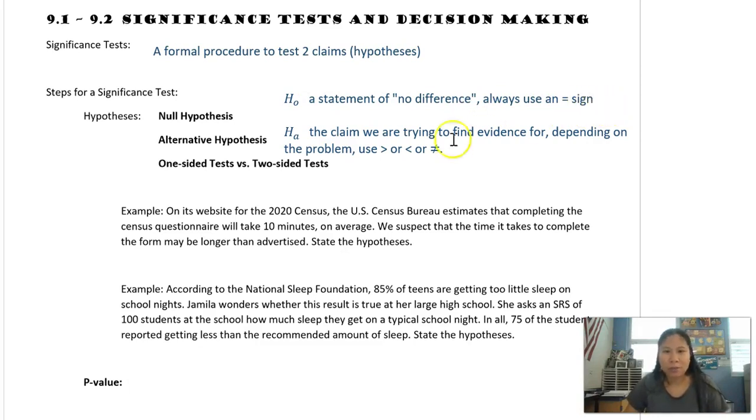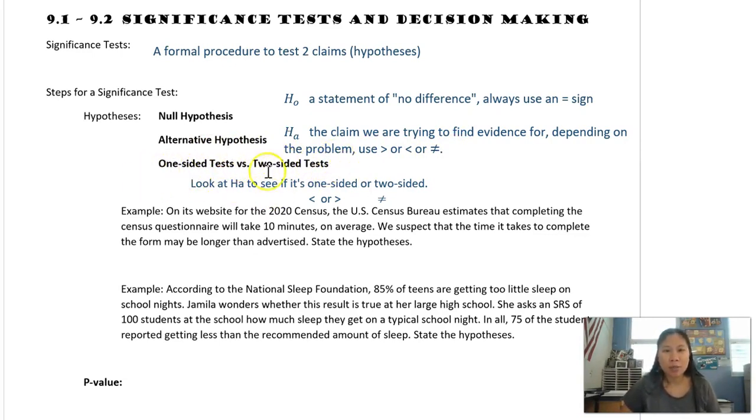There's no other option. But for the alternative hypothesis, we use the symbol HA, A for alternative. This is the claim that we're actually trying to find evidence for. Your problem should tell you what we're claiming, and that's what you put in your HA. Depending on what the claim is, that's how you know when to use the greater than symbol, the less than symbol, or the not equal to symbol. The symbol you use in your alternative hypothesis determines whether you have a one-sided test or a two-sided test.